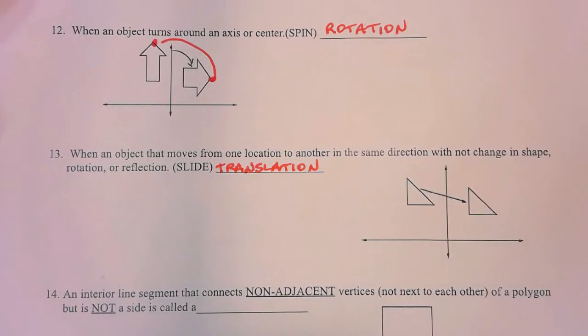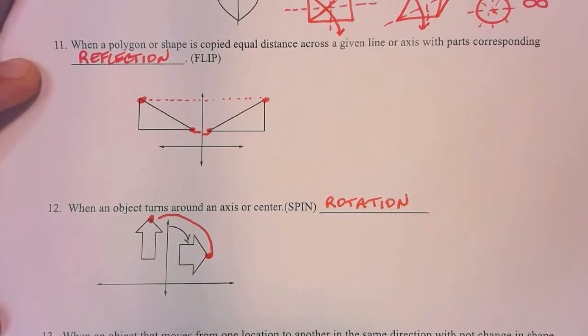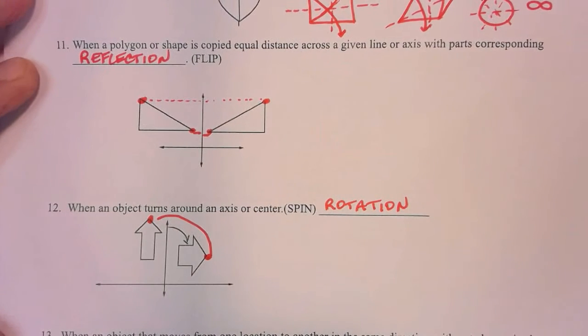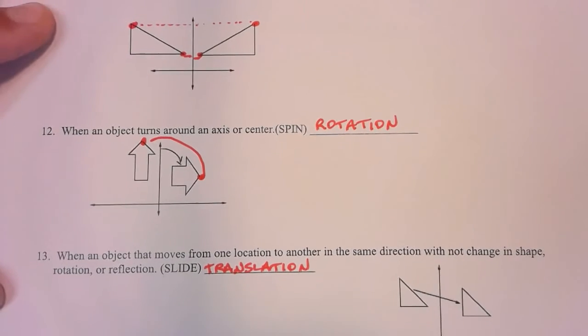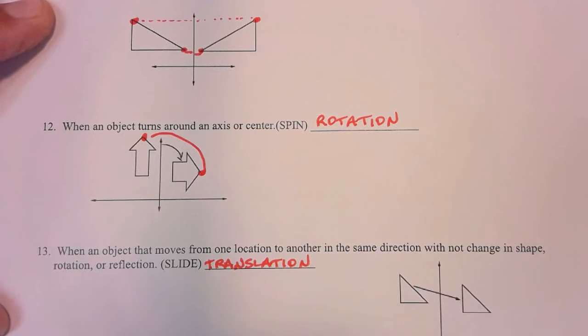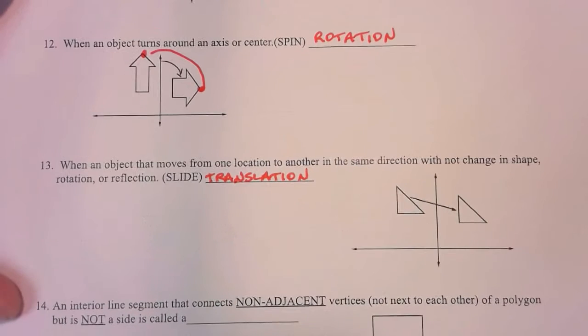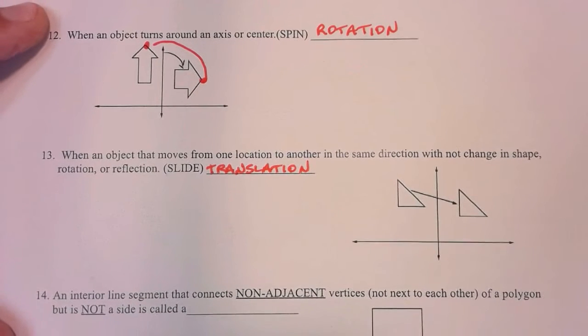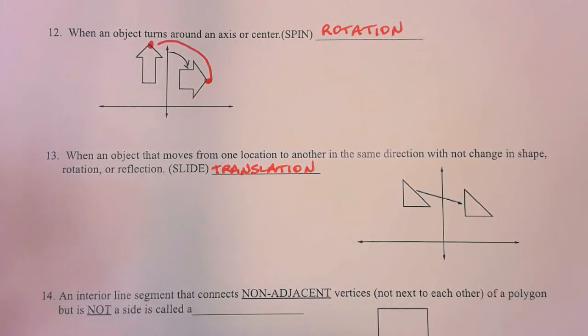So an easy way to remember it: a reflection is like a flip. The shape's flipped across that axis. A rotation, it's spun across that axis. And then a translation, it slid across that axis. Those are going to be some buzzwords that you need to remember. So a flip, a spin, and a slide.